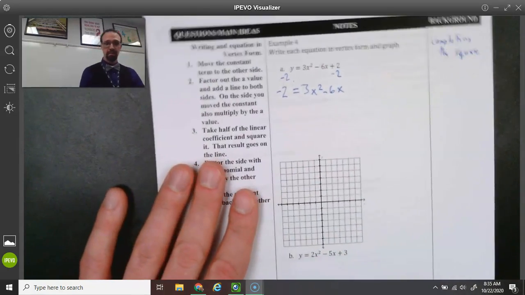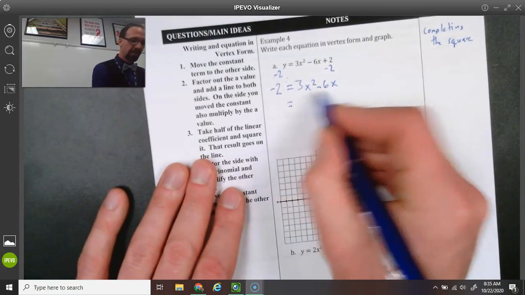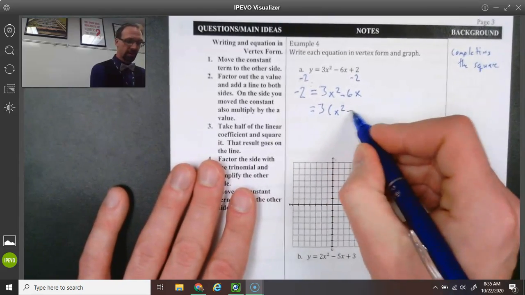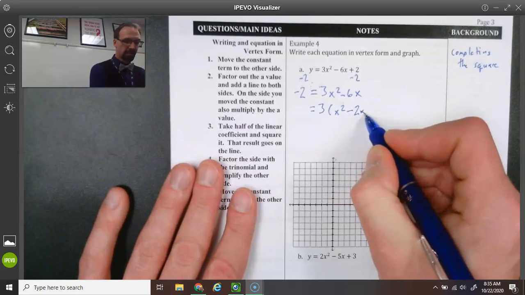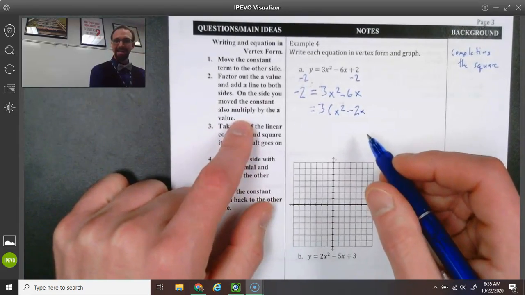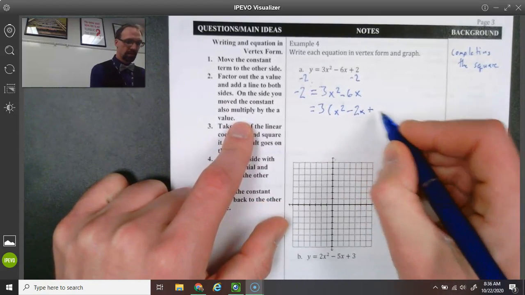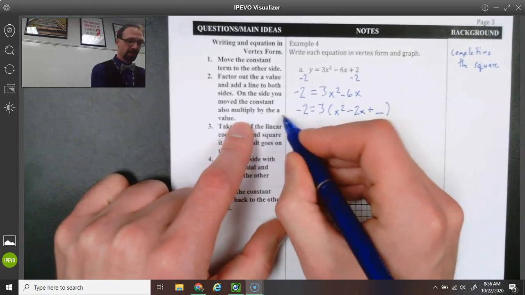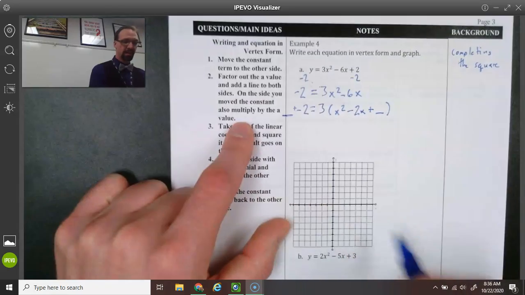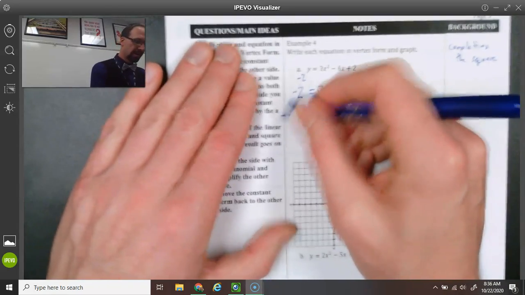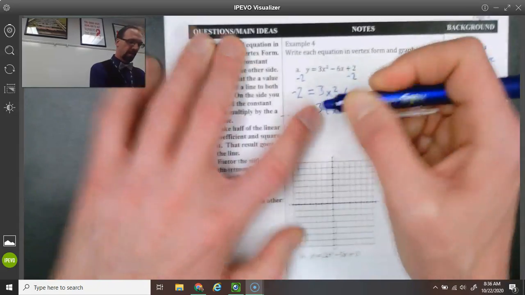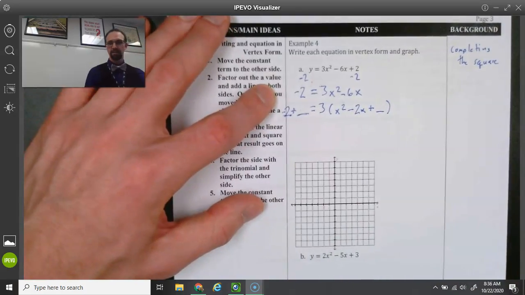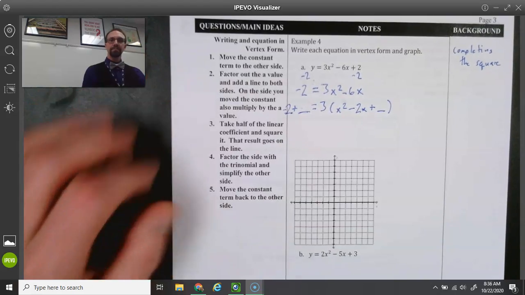Factor out the a value. So by factoring out the a value, we're going to factor out this a value from both of these. So that gives me 3 times x squared minus 2x. And then what we're going to do is we're going to be adding a line. So plus blank here. And then we're also adding a line to this side here. So we have blank. And then it's going to be plus negative 2. What I usually end up doing to help me remember is when I write that negative 2 first, I'll write negative 2 and then I'll put in the blank right there so that I remember that I have that.